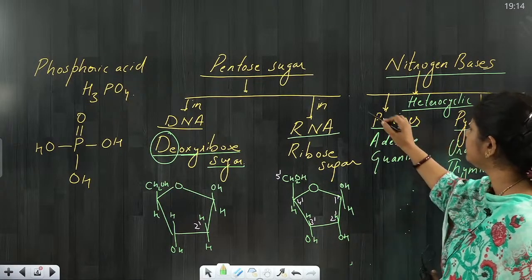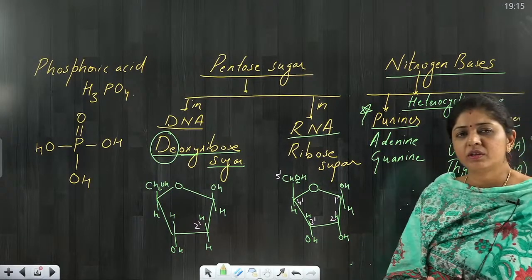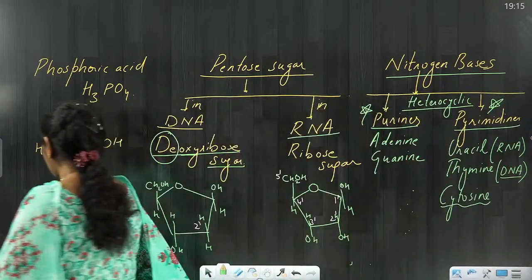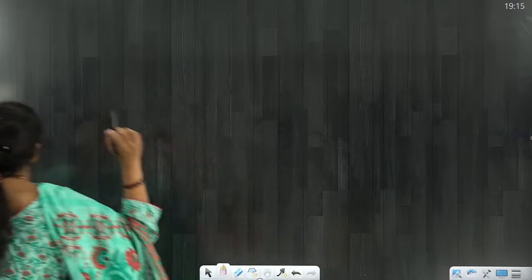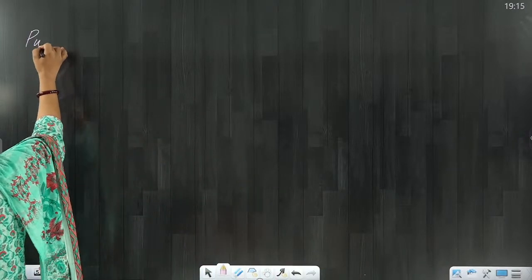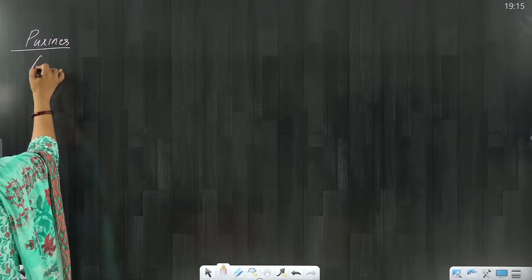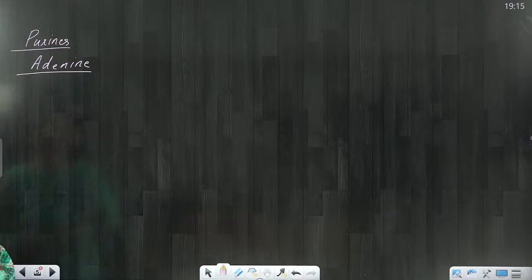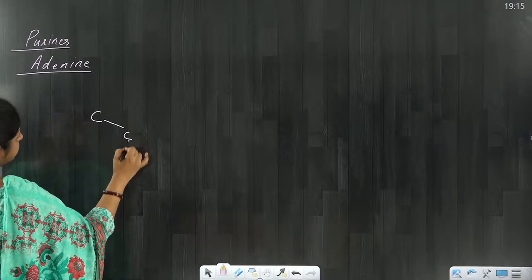Now let's see the structures of purines and pyrimidines one after another. In the process of discussing these nitrogen bases, I will take first of all the purines. First I am taking adenine.